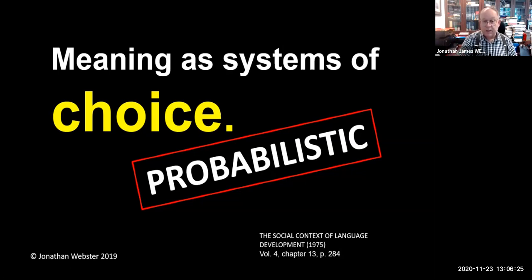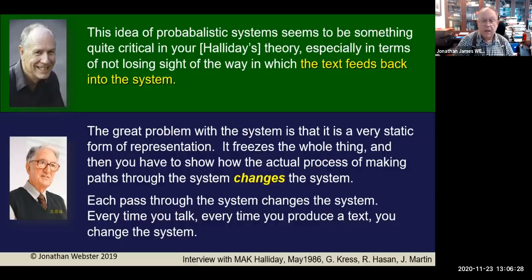So this was the question, and that is, what do I mean by probabilistic? I gave you this before. These slides are from earlier in the course, in the semester. And if you remember, there was this interview with Halliday conducted by Ruqaiya Hasan, Jim Martin, and Gunther Kress. And Jim Martin posed this question. He said, this idea of probabilistic systems seems to be something quite critical in your theory, especially in terms of not losing sight of the way in which the text feeds back into the system.